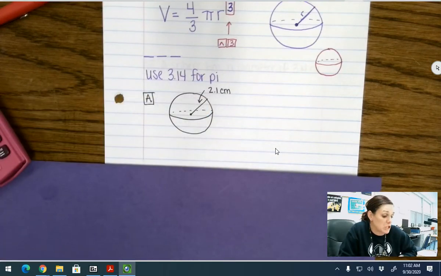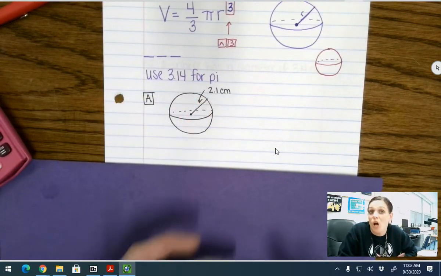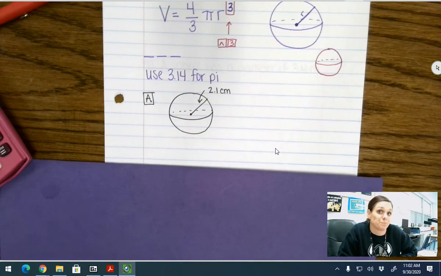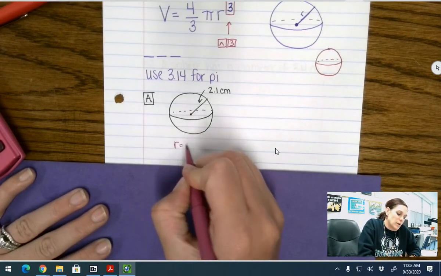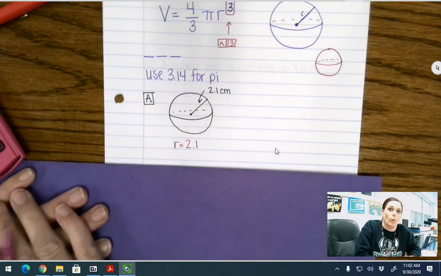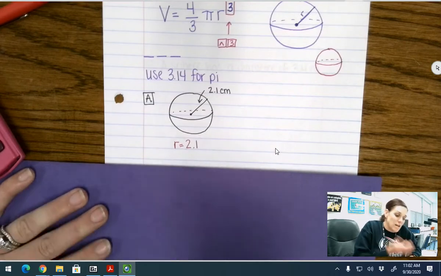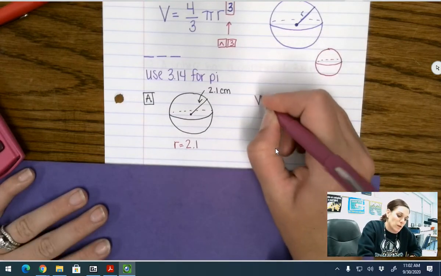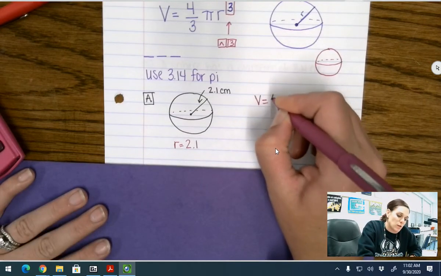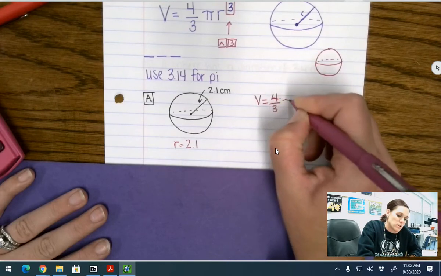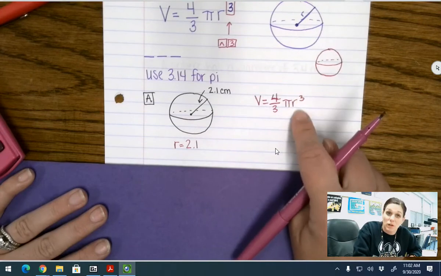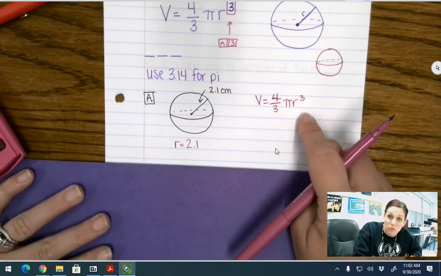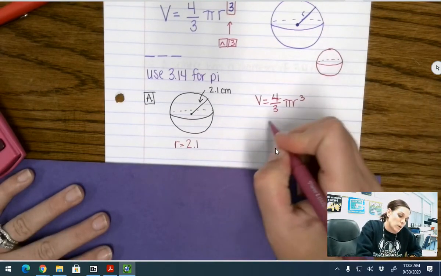So my first question is, is this 2.1 a radius or a diameter? All right, good. It is your radius. So I can go underneath this and say radius equals 2.1. Now we're going to fill in our formula. Volume equals, I'm just going to write it down, 4/3 pi radius cubed. Again, it is cubed. Sphere, it's cubed.